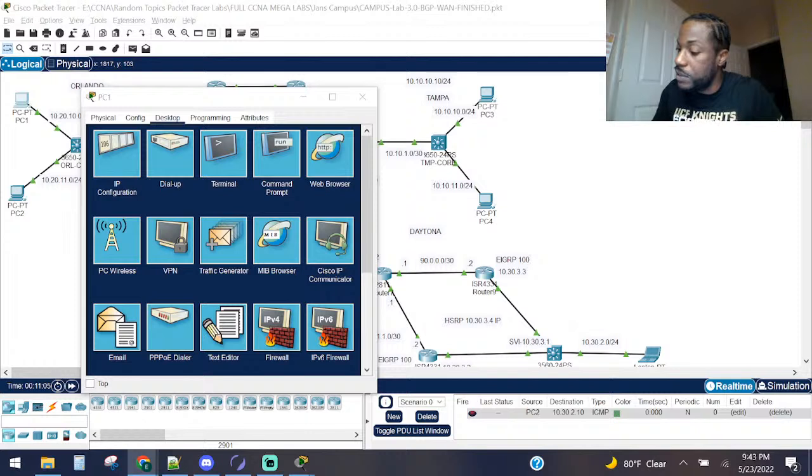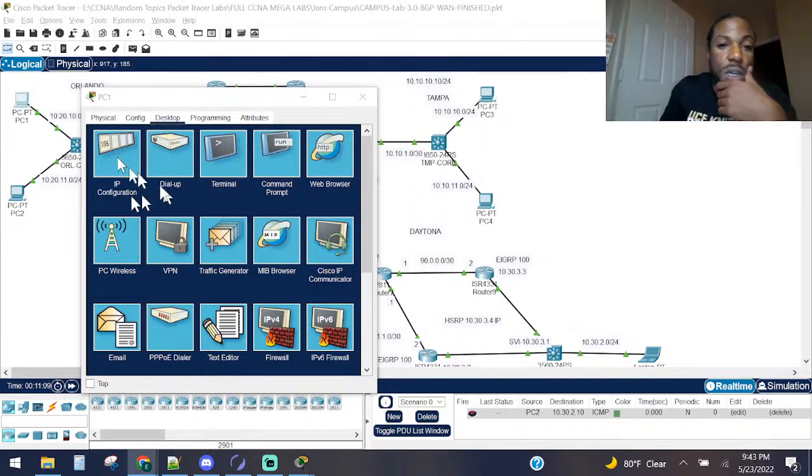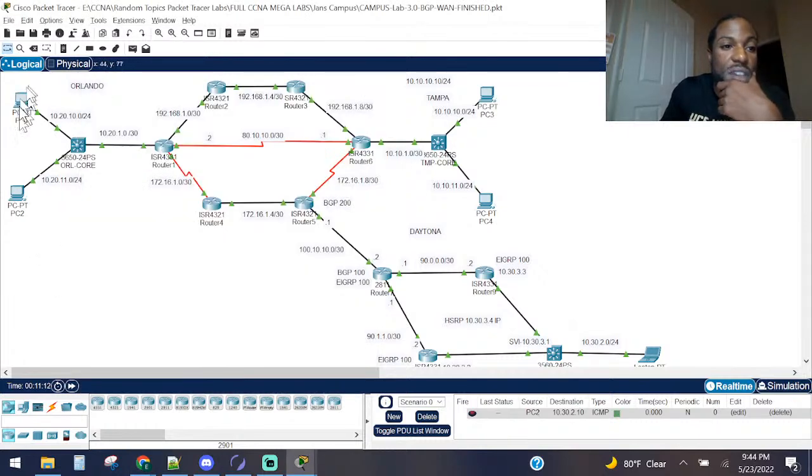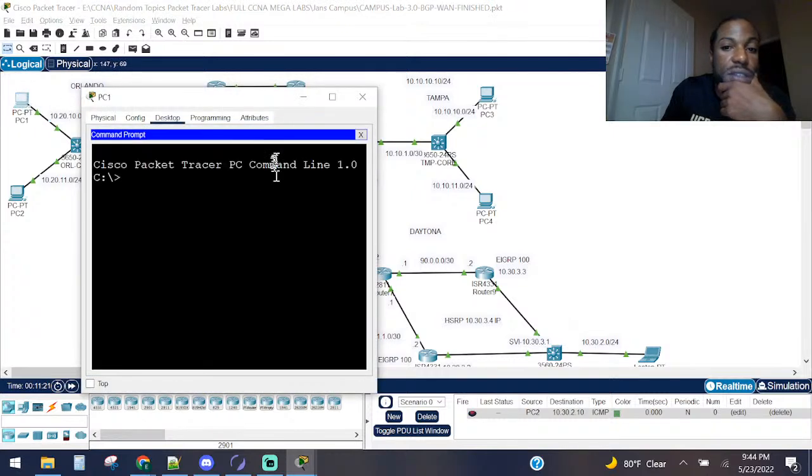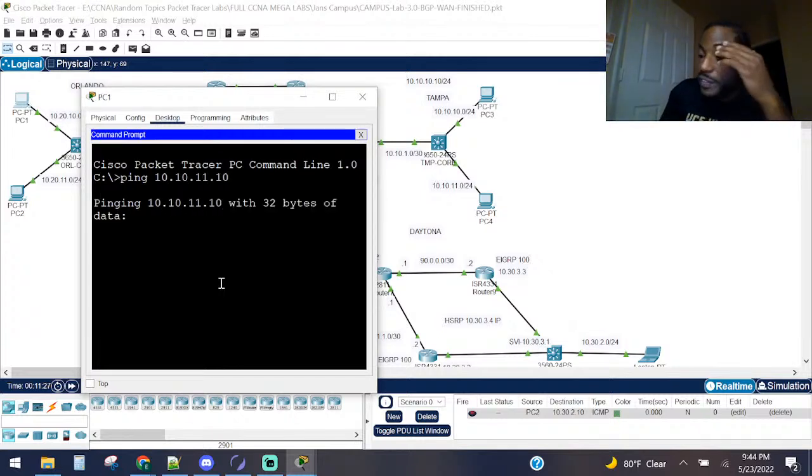And then what else I wanted to do. Okay, so I'm going to have a PC in Orlando ping any PC in Tampa. Let's go with this guy right here, PC4. He is 10.10.11.10. I know it says .0, but that's the network. So he's .10, right? 10.10.11.10. So we're going to ping 10.10.11.10. Wait for it. Get on our knees, pray to the network gods.